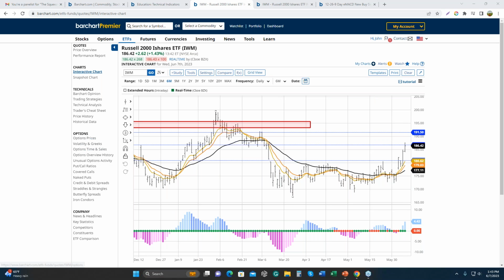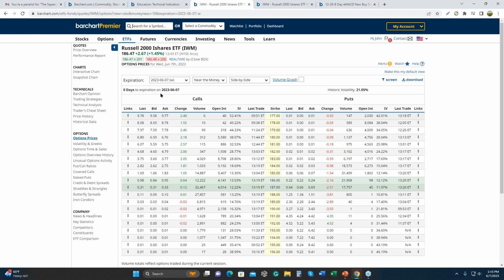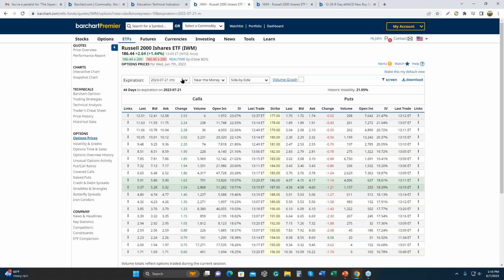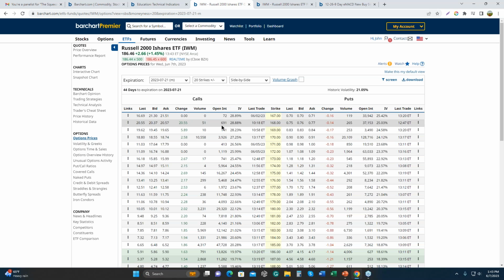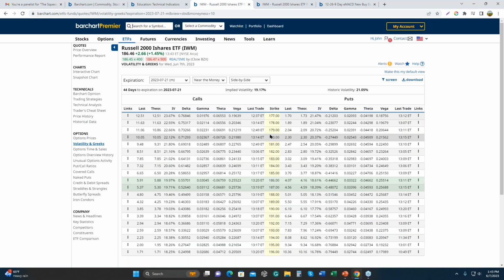But let's look at current options prices. And we were looking at the July 21st, and we want the 175. And let's go to the vols and Greeks because we'll get a theoretical value.